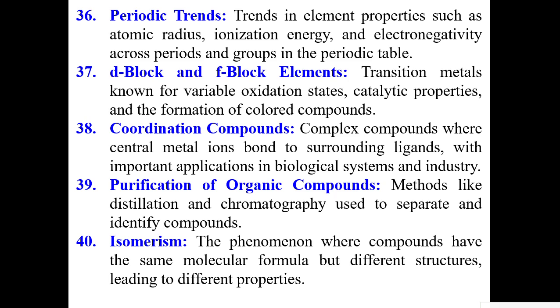Next, periodic trends. Trends in element properties such as atomic radius, ionization energy. Ionization energy means the energy that is required to remove one electron. Electronegativity, or if you add an electron to any element, how much energy will there be, is also considered across the periods and groups. Horizontal rows are called periods. Vertical columns are called groups. This arrangement is based on a certain principle.